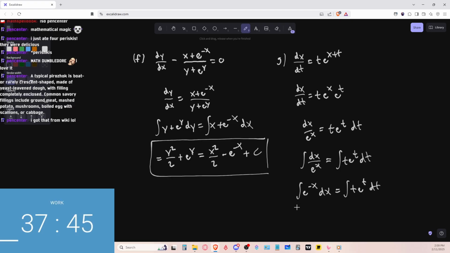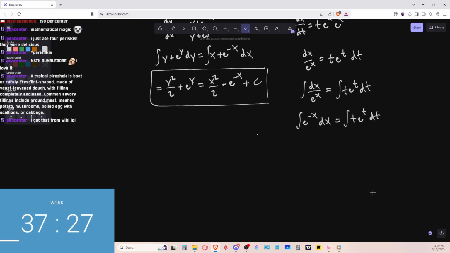It's about a rarely crescent shape. Finally savory. Oh, okay. That sounds delicious. I got that from Wiki. Yeah, I wasn't sure exactly what that was. I was like, what is that?